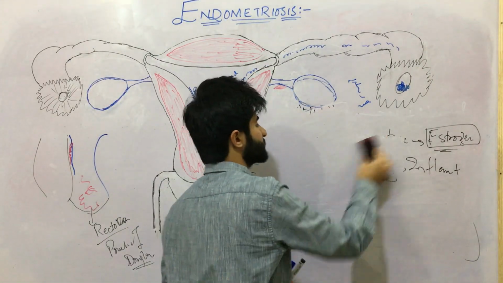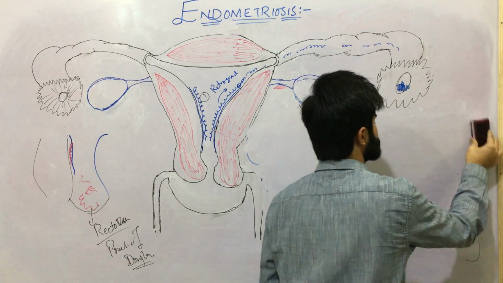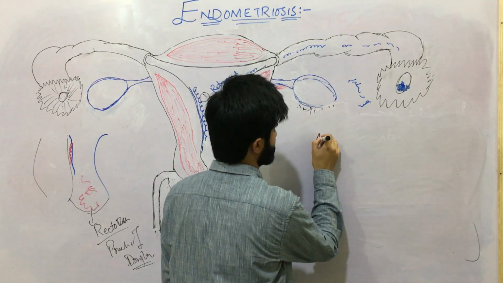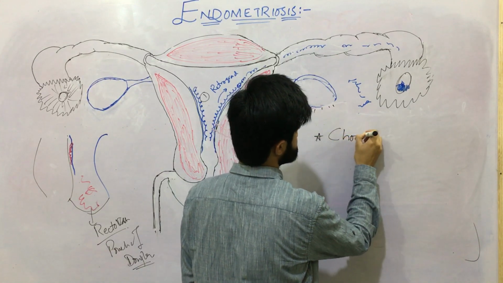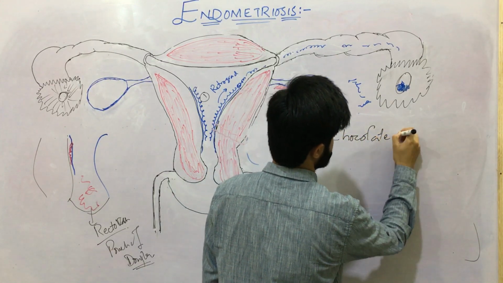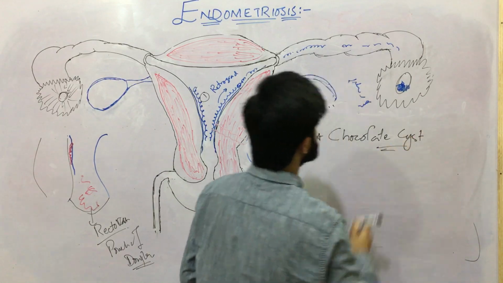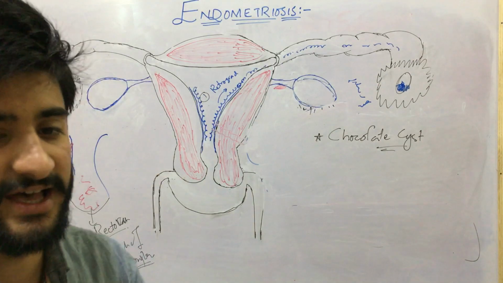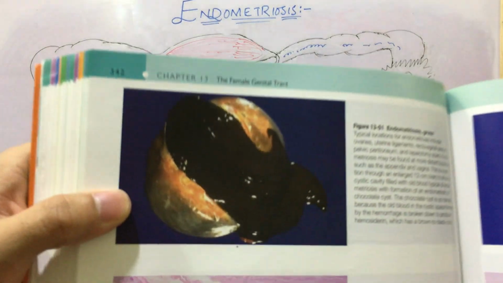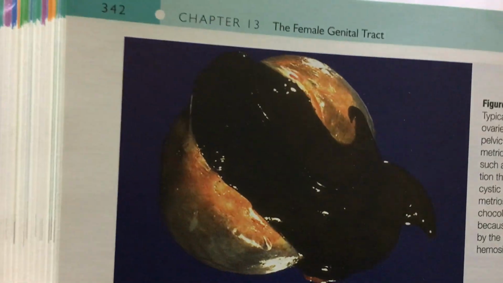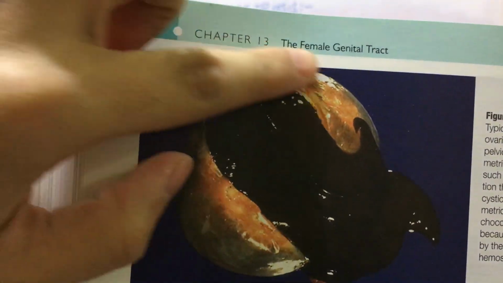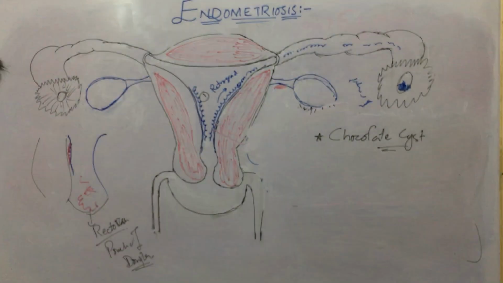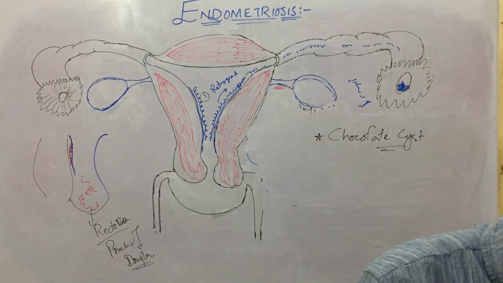Now let's start with the morphology of endometriosis. How will endometriosis look grossly? Grossly, endometriosis will look like a chocolate cyst, just like chocolate. Now I'll show you a gross diagram of an ovary which has a chocolate cyst appearance. This is a gross diagram of an ovary, and you can see the chocolate cyst appearance, and this is known as the chocolate cyst appearance of endometriosis.